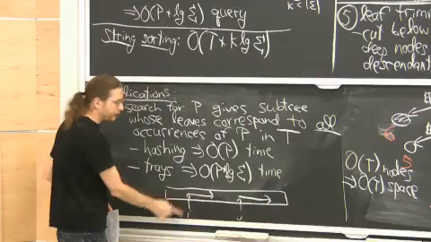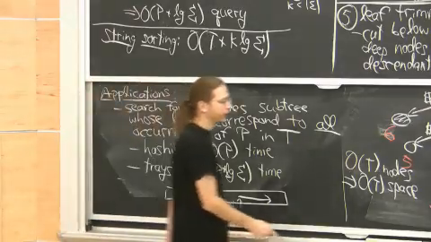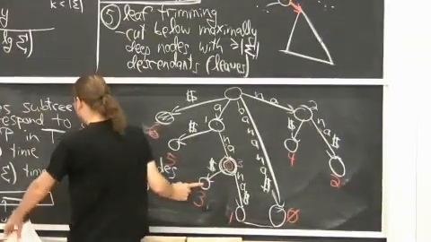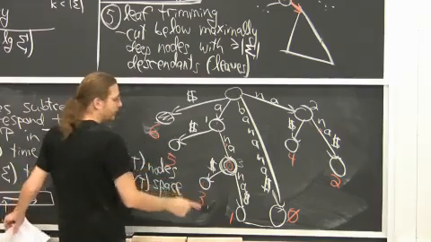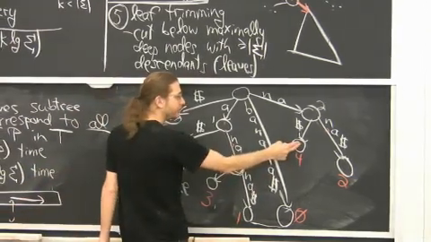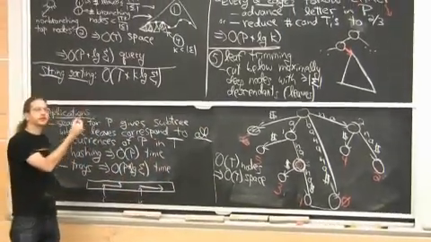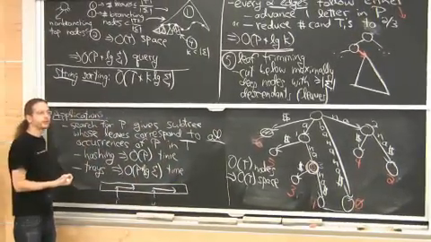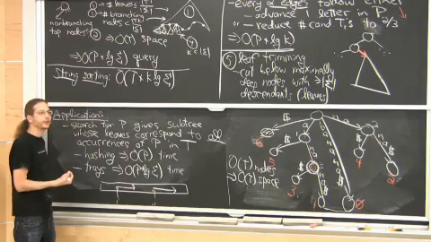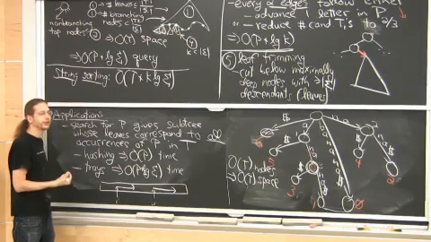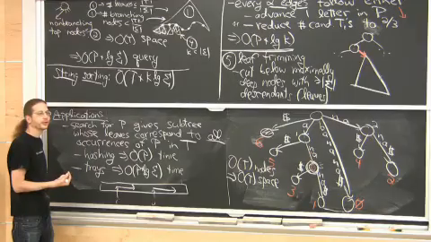Well, I could look at the suffix starting at i. That corresponds to a leaf over here. And I could look at the suffix starting at j. That corresponds to some other leaf. And what is the length of the longest common prefix of those 2 suffixes in the suffix tree? 3 letters.